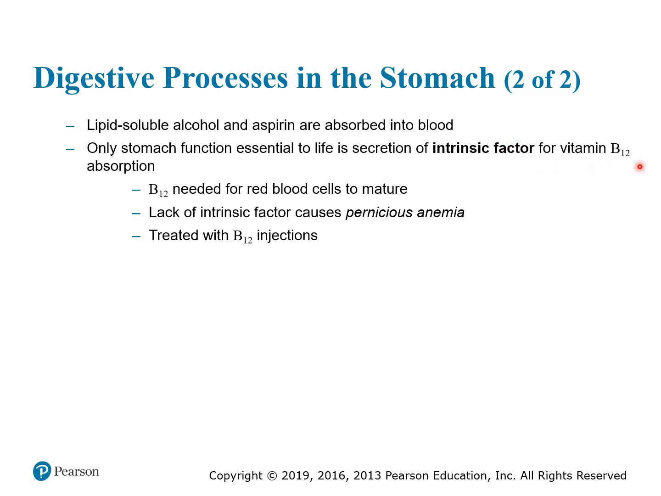The stomach function which is essential to life is the secretion of intrinsic factor, because vitamin B12 is needed for DNA synthesis and cell division. If there is no intrinsic factor, the body cannot absorb vitamin B12, and that can lead to pernicious anemia. It is treated by B12 injections. So the secretion of intrinsic factor by the stomach is a very important function of the stomach.